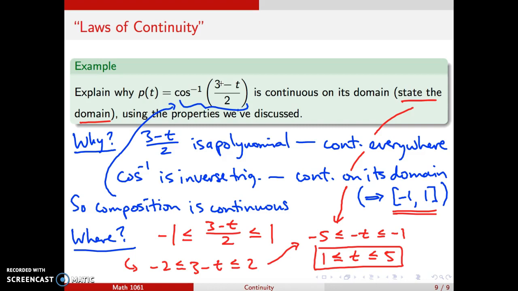Alright, so we started out defining continuity at a point, and then on an interval. We mentioned discontinuities and had a few examples of the types we could see. We mentioned one-sided continuity, and then we looked at the laws, finishing up here with an example where we're using what we know about polynomials, inverse trig functions, and then that last property which tells us a composition of continuous functions is continuous.